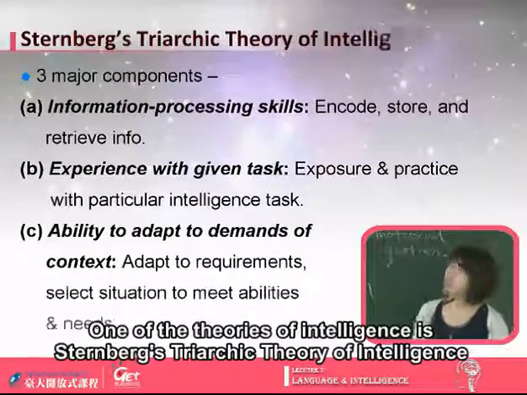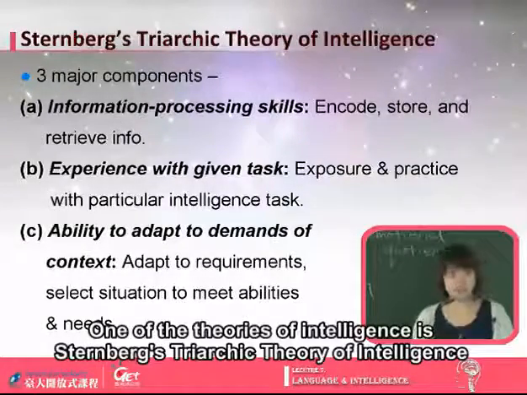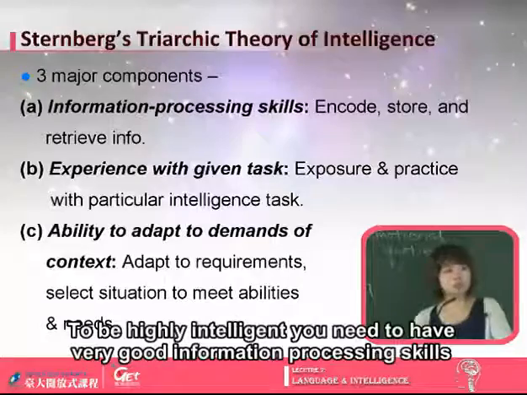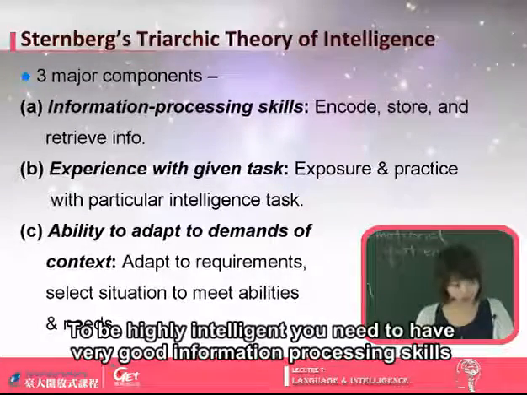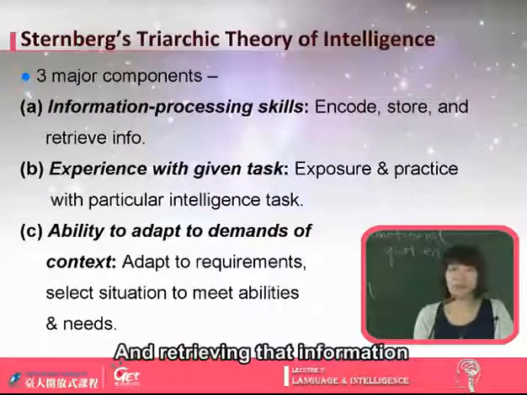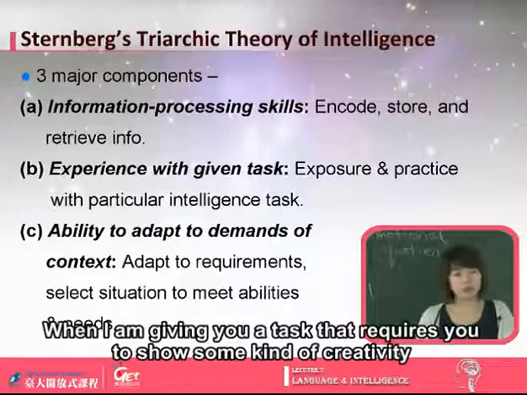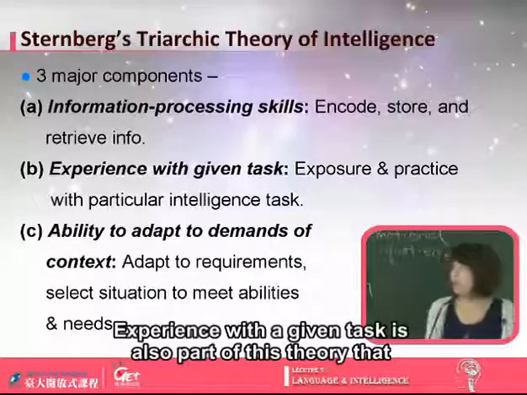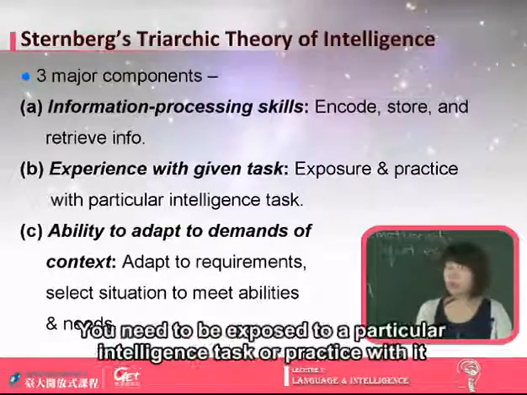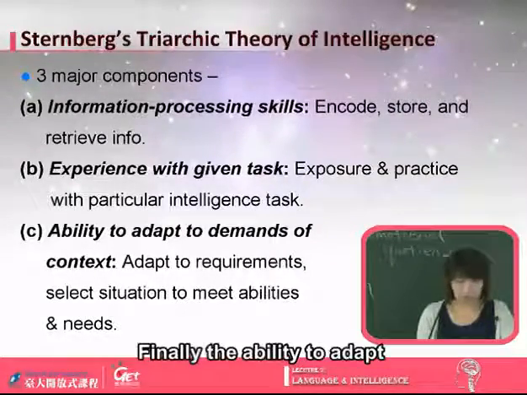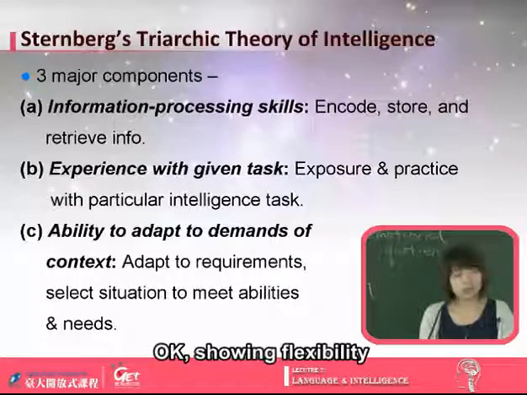One of the theories of intelligence is Sternberg's triadic theory of intelligence. And there are three major components. The first one being, to be highly intelligent, you need to have very good information processing skills. Okay, the ability to encode, store, being able to remember what you learned, and retrieving that information. When I'm giving you a task that requires you to show some kind of creativity, are you able to do that? Experience with a given task is also part of this theory, that for you to be intelligent, you need to be exposed to a particular intelligence task or practice with it. Finally, the ability to adapt, okay, showing flexibility.